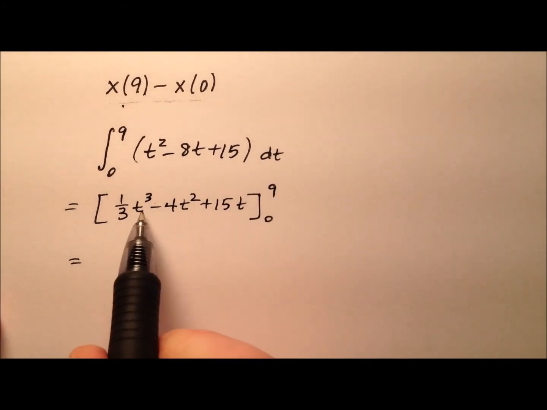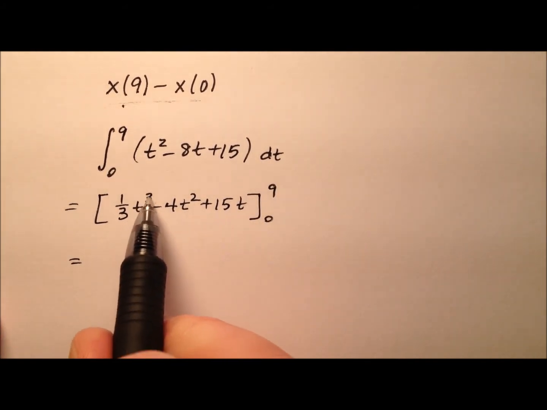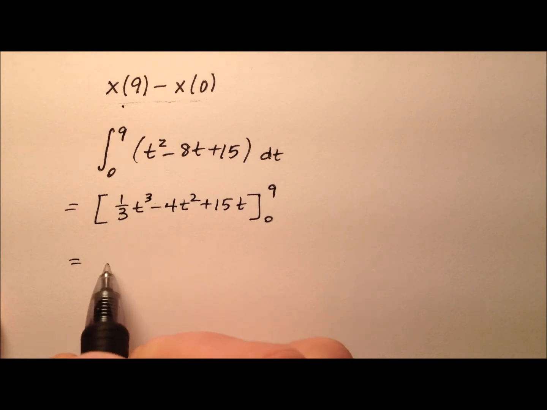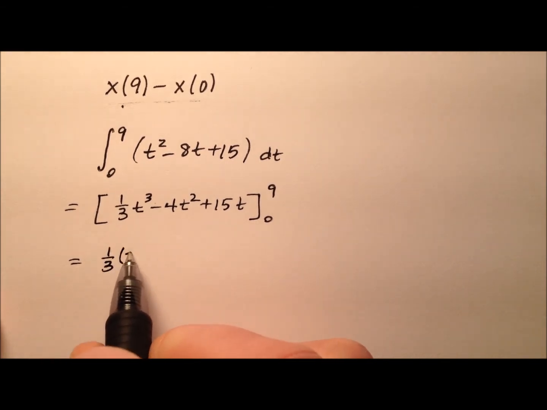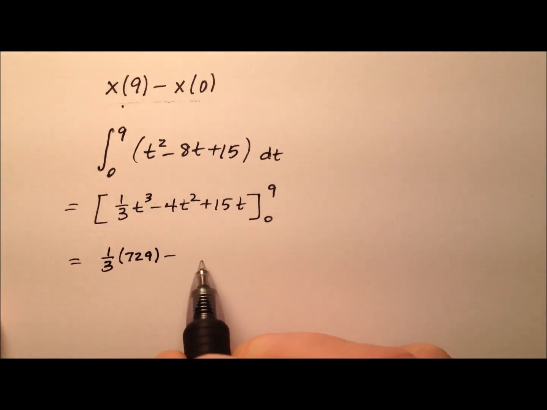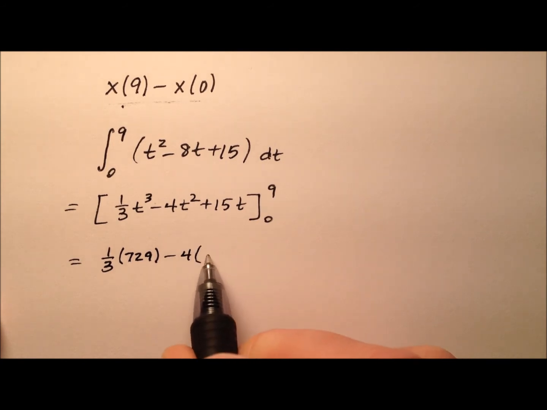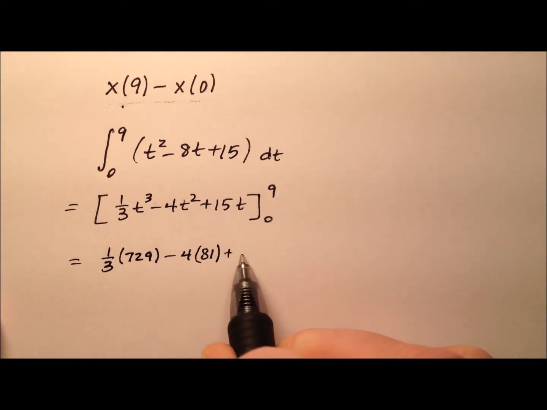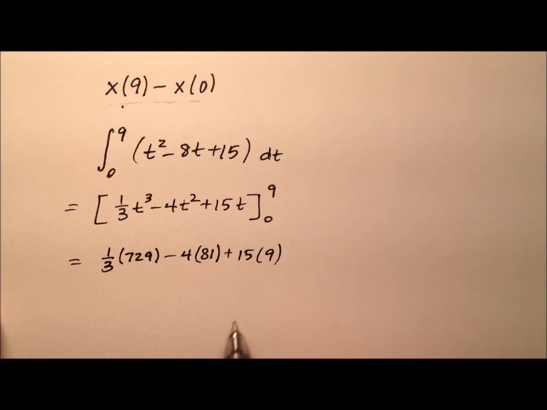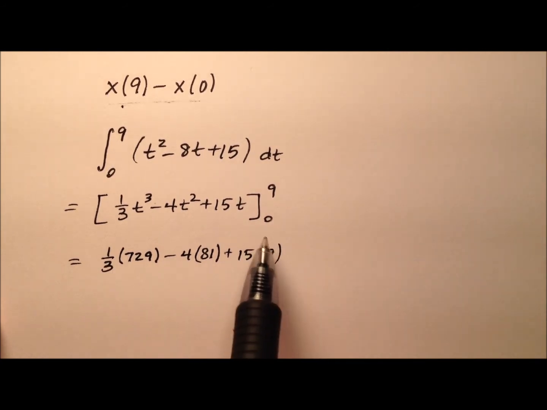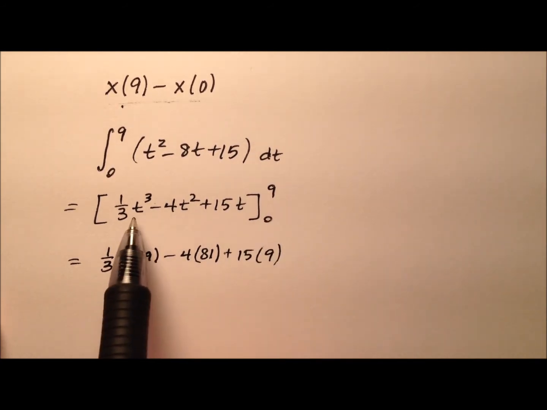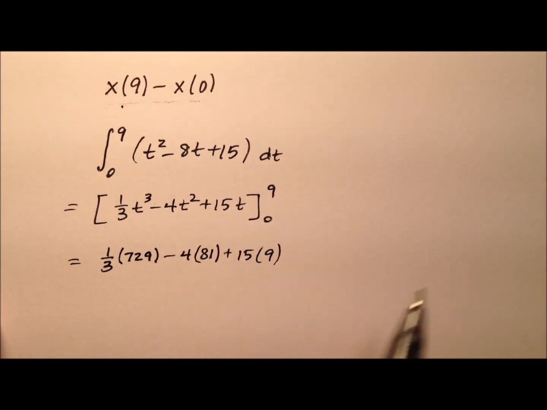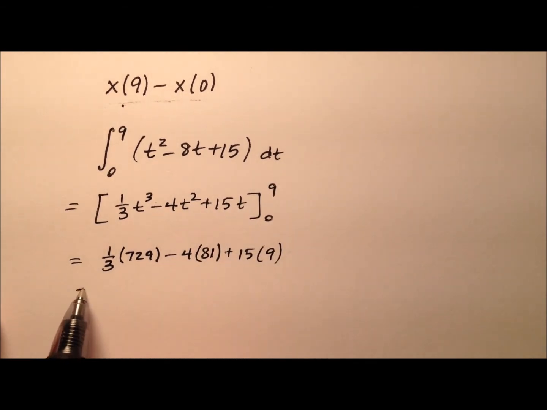Okay, so let's plug this 9 in again. So 9 cubed is 729, so it's 1/3 of 729, and then minus 4 times 9 squared, which is 81, and then plus 15 times 9. And then we're taking that and subtracting what we get when I plug 0 in, but that's just going to be 0 anyway. So really all I'm concerned with is just evaluating that, and this is going to be my displacement.